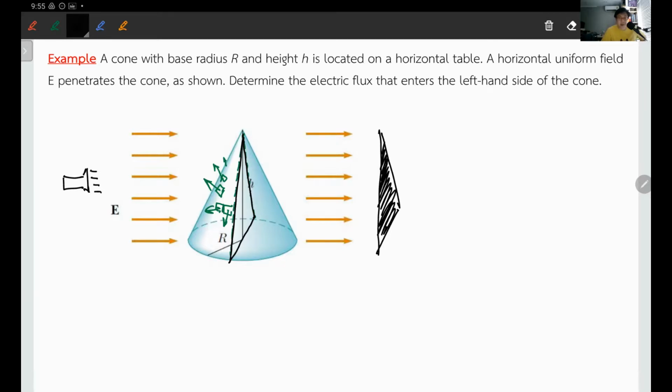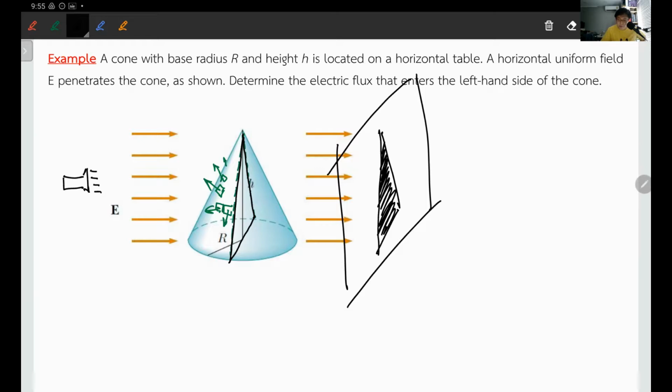You guys with me? Okay, so if I have a screen on the back and I have a cone in the front, I shine the light through the cone, it will cast the triangular shadow on the screen.